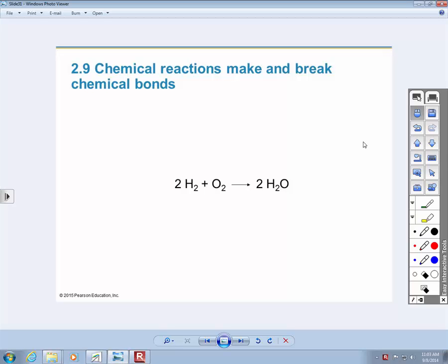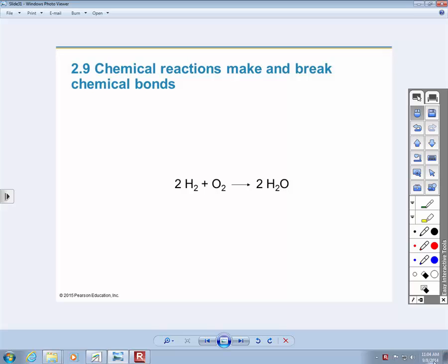Okay, so at this point we finally got to chemical reactions. What you're seeing here is two hydrogen atoms, two hydrogen. If you see an arrow, that means reacts to form, and of course what we're producing out of that would be two molecules of water. The 2 is called a coefficient.